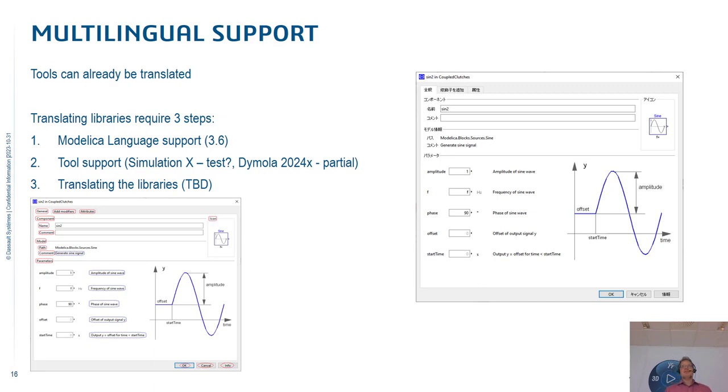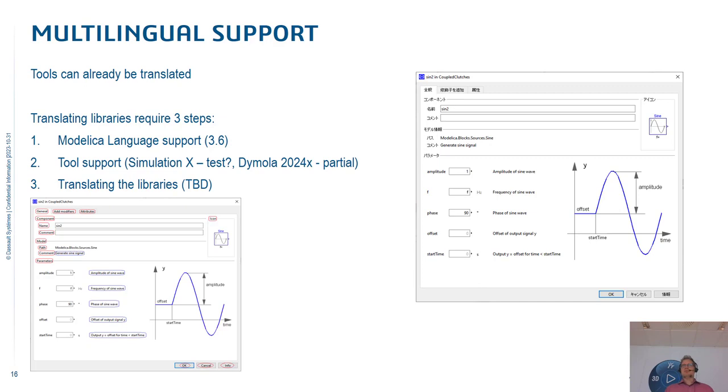And now for the final thing, and that's multilingual support. So tools can already be translated. If you look at a thing you probably can't read, it's the Japanese version of Dymola running there. And you see lots of things can be translated there. However, many things are in the library and require something else. So that was added in the language in Modelica 3.6. And there are tools supporting it.